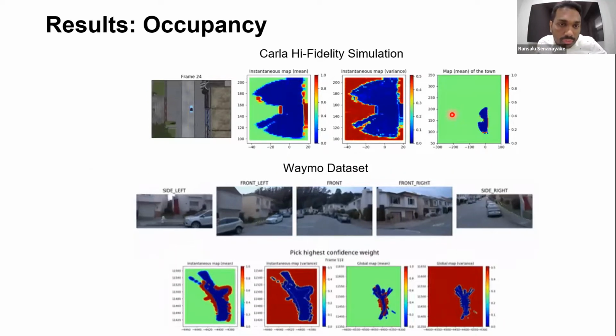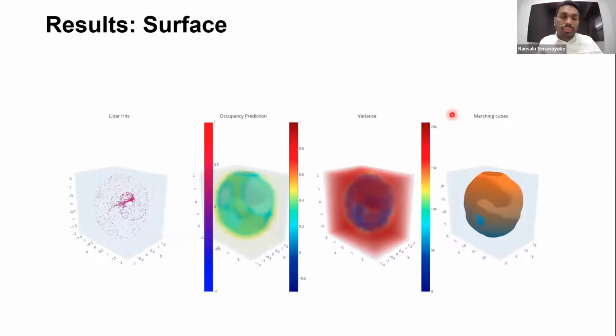This is occupancy. You could do this for surfaces. What you need to do is change the likelihood I showed you. So this is the mean, and this is the variance. If we say, okay, give me the 95% confident surface, it is possible to extract.